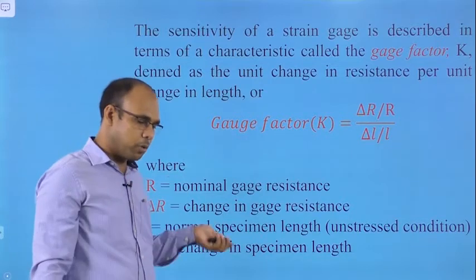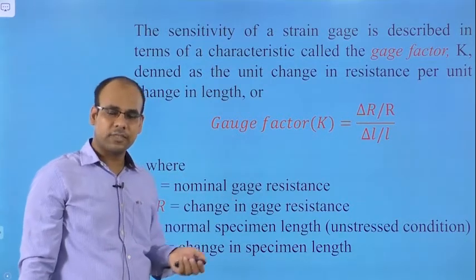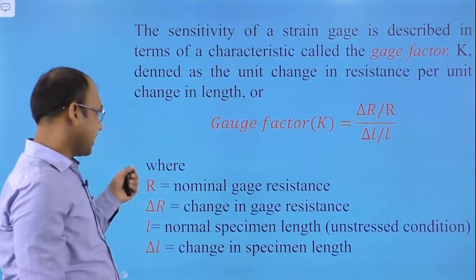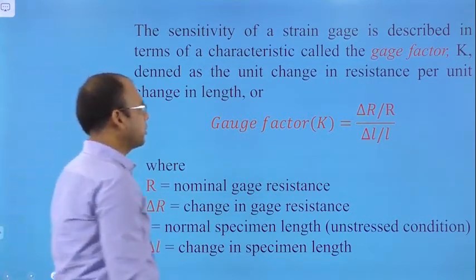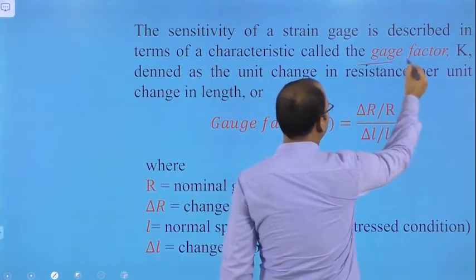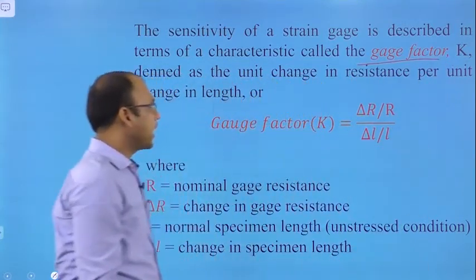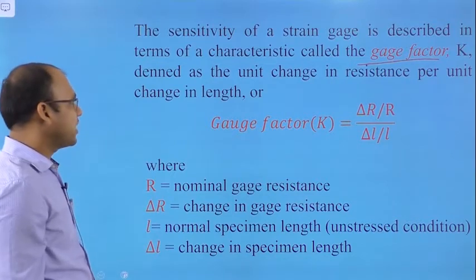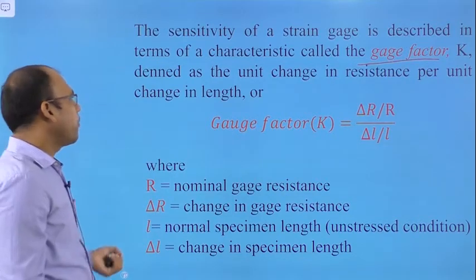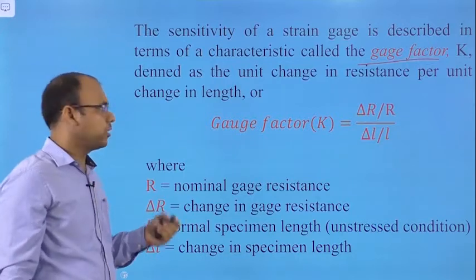Whenever I'm talking about how it works, see here the sensitivity of the gauge is described by its character of gauge factor. Gauge factor is very important because it describes how sensitive the strain is, and it is defined as a change in resistance per unit change in length, right?